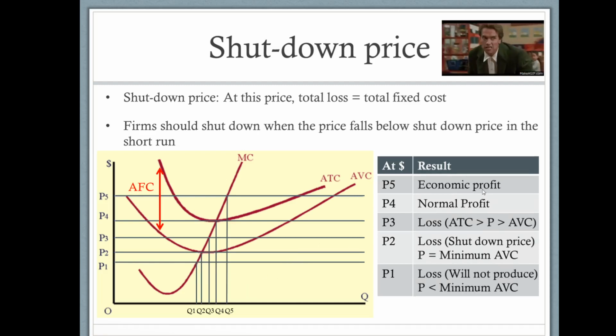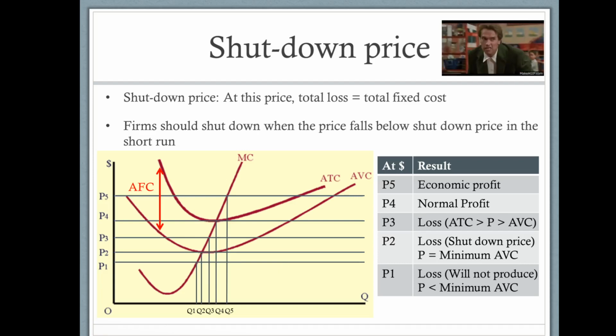So with that being said, at P5, when the AR is higher than ATC, you have economic profit. When the AR equals ATC, you have normal profit. At P3, the AR is lower than the ATC, but it's still higher than AVC. So the revenue is still able to cover the variable costs, and we are still going to produce, because we are better off producing instead of shutting down.